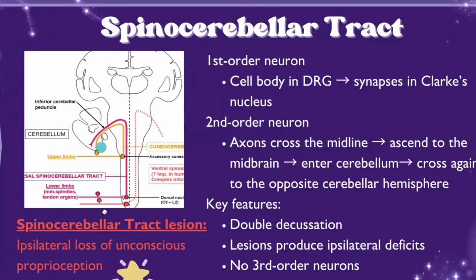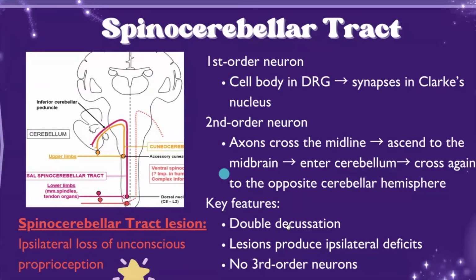There will always be ipsilateral loss of unconscious proprioception, because for both of the tracts, it always ends up ipsilateral anyway, even if it crosses twice. So what are the key features of the spinocerebellar tract? You would have double decussation, so it crosses twice. You would have lesions that produce ipsilateral deficits, and there are no third order neurons, okay?